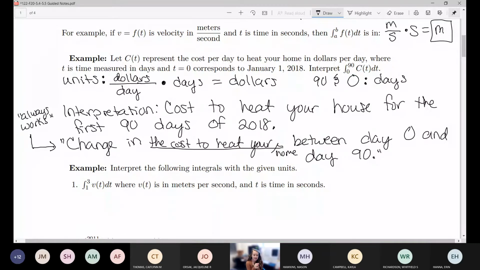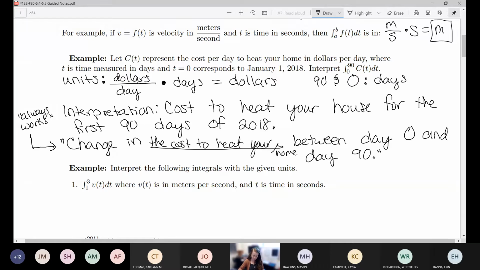So you can always phrase these that way. That's the cookie cutter way to do it. It's a change in the y value units between the two bounds. So I could have said change in the cost to heat your home. Maybe I should say in dollars to give the units, between day 0 and day 90, which would get the point across here and would answer the question. But a better way to write it in general English would be the cost to heat your house for the first 90 days. But you can always use that cookie cutter way, because y'all know I don't care about whether or not it sounds good in English.